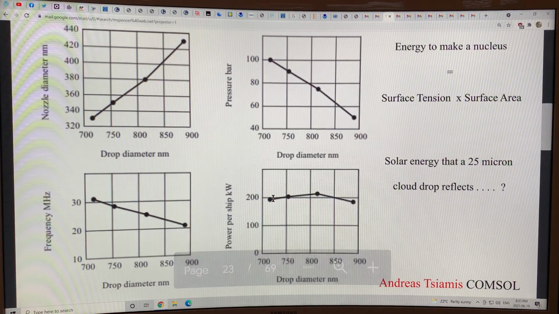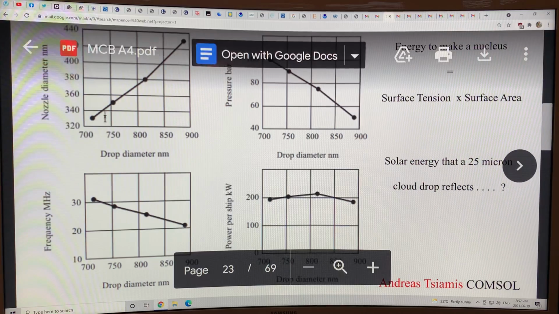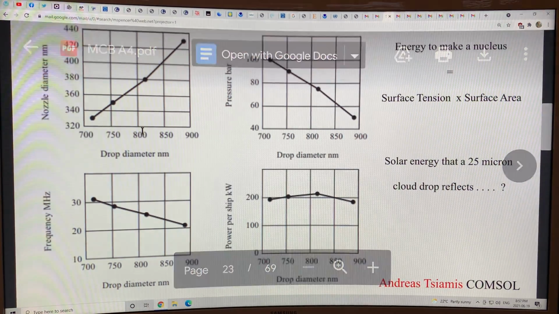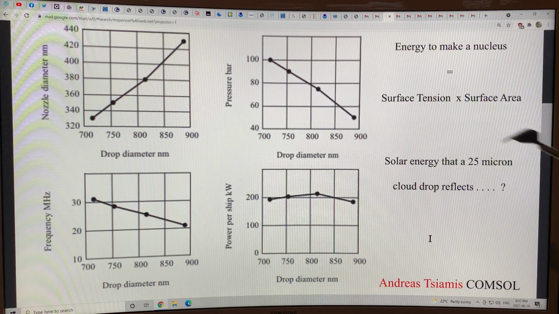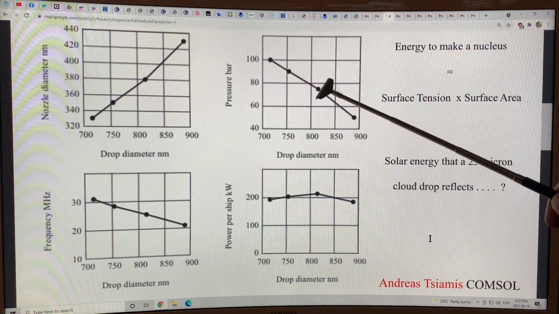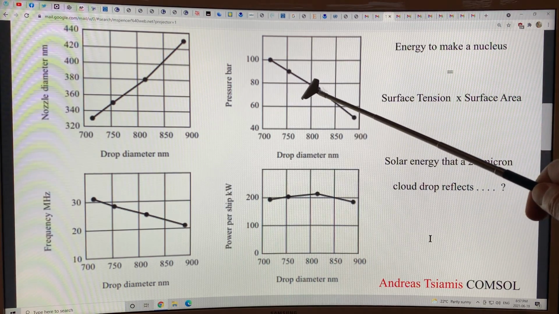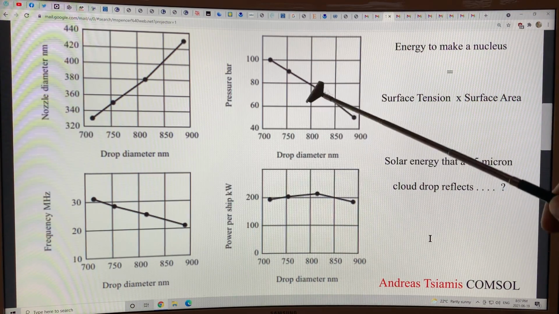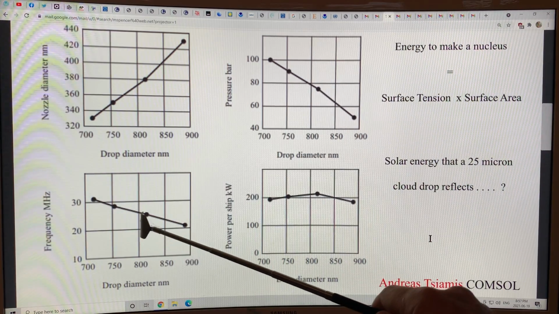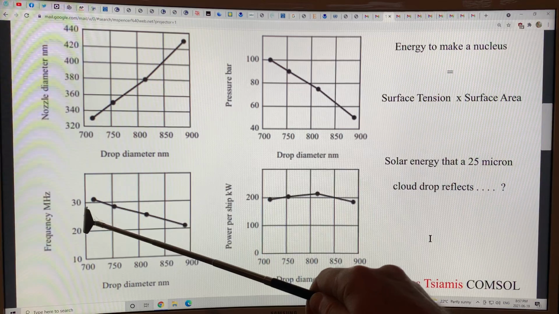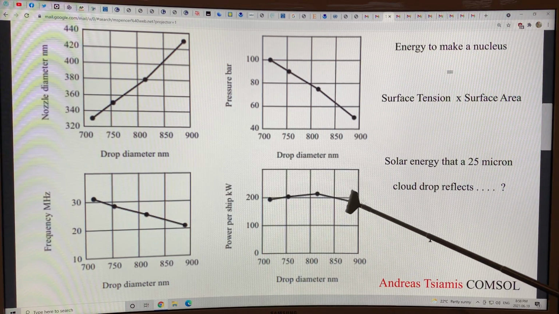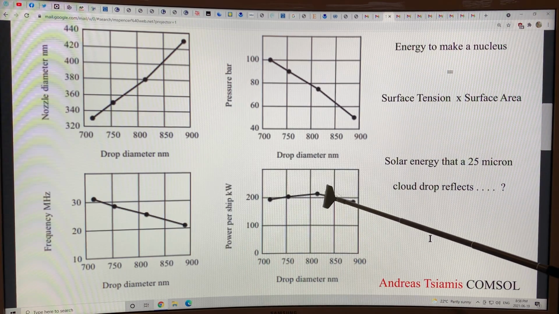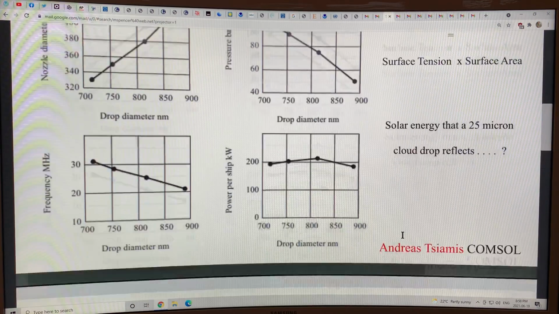So these are some of the characteristics. This is the nozzle diameter. To get a drop diameter of 800 nanometers or 0.8 micron, we need a nozzle diameter of about 380 nanometers. This is the pressure. We need a high pressure, in this case about 75 or so bar to generate 800 nanometer droplets. This is the frequency of the droplets that come out. For 800 nanometer droplets, it's about 25 megahertz. And the power per ship in kilowatts is pretty flat, but for 800 nanometers it's just over 200 kilowatts. So this is all being calculated.